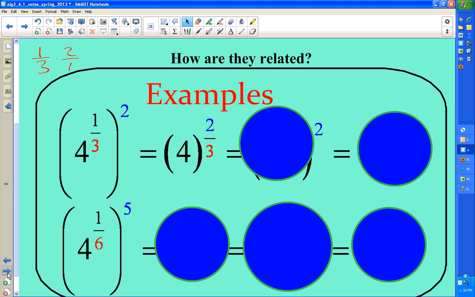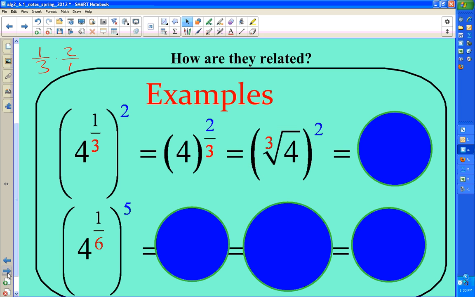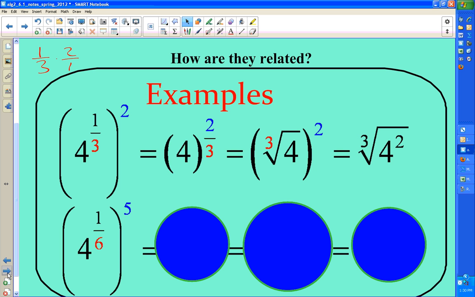The 3 becomes the index. The 2 is the floating power. Whether you put it on the inside or the outside will be up to you. This becomes the cube root of 4, and then we square it. Or we could do the cube root of 4 squared. It doesn't make any difference to me which of those two you put. The last one is going to be the best one because that's the one that will allow you to simplify. But that's not important to me right now. We're not talking about simplifying. We're talking about changing from exponential form to radical.